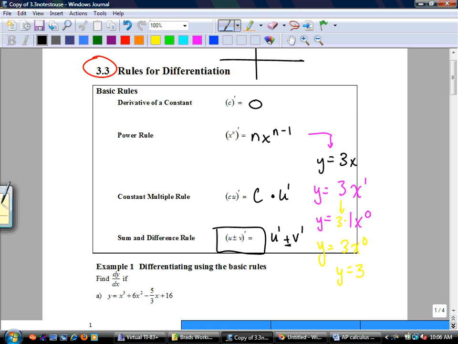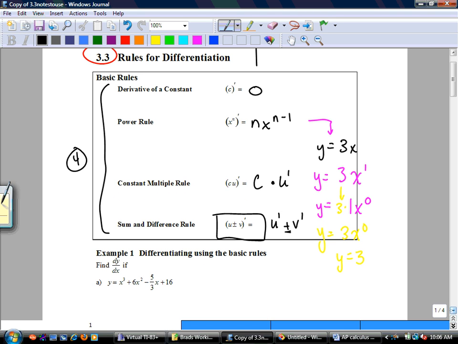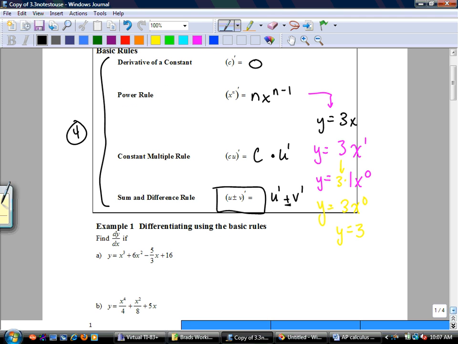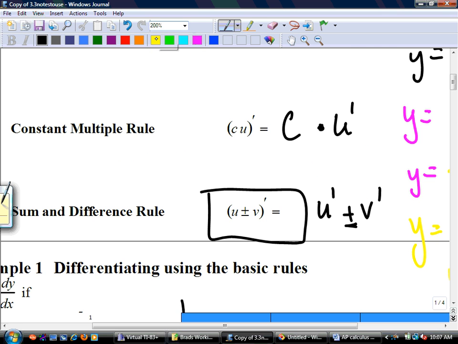Okay. So we have 4 rules that we're going to use today. If somebody says find the derivative of x cubed plus 6x squared minus 5/3 x plus 16, we're going to use these 4 rules to do the question. So find dy over dx, that just means find the derivative. I'm going to do this in 2 steps, even though eventually you're going to be like me and do it all at once.